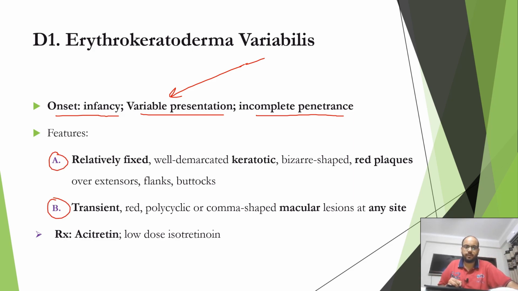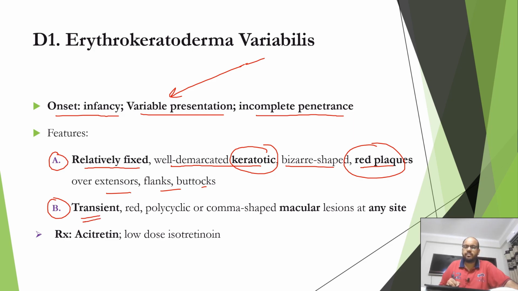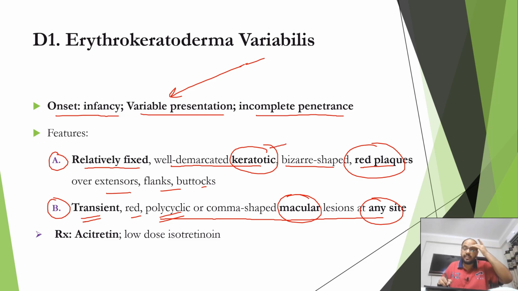Two types have been described in Erythrokeratoderma variabilis. One is in which the lesions are relatively fixed. They are very slowly migrating. Well demarcated keratotic bizarre shaped red plaques over extensors, flanks and buttocks. So slowly migrating well demarcated keratotic red plaques. Remember, keratotic red plaques. Clear? The second type is transient, in which you have red polycyclic or comma shaped macular lesions at any site. So these are macular at any site and polycyclic. So this has keratotic and this has macular areas. The treatment is acitretin, and even low dose isotretinoin is found to be useful.